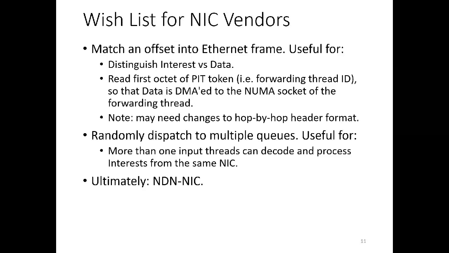But the implication is this could need minor changes to the hop by hop header fields, but it does not affect the network layer at all. And also, I wish the NIC can support randomly dispatching to multiple queues so that I can use more than one input thread to decode and process interest from the same NIC in parallel. But ultimately, I hope the Ethernet adapter can understand some of the NDN semantics, but that's 10 years from now, or more than that.